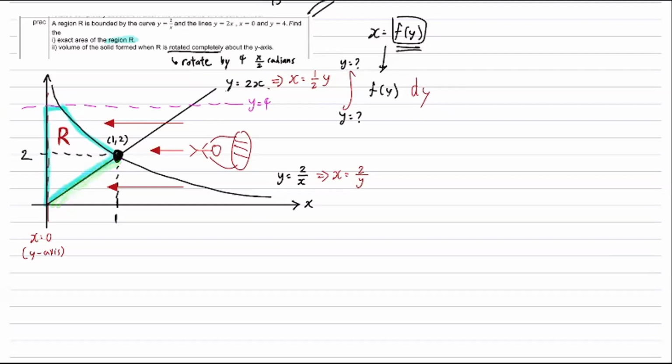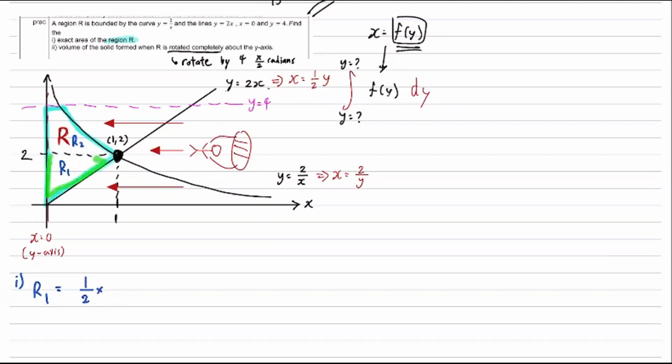Do you realize that there are two separate regions here? Yeah, I separate into two: 0 to 2, then 2 to 4, right? So how to find the first region? Let's just split that up as R1 and R2. R1 at the bottom, R2 at the top. So what is R1? The 0 to 2.